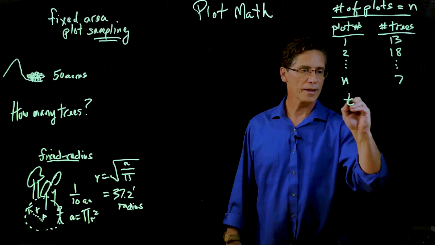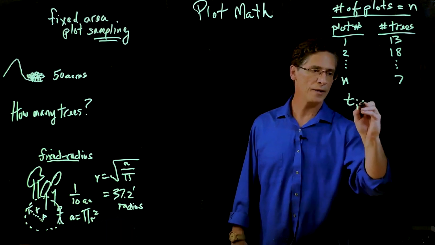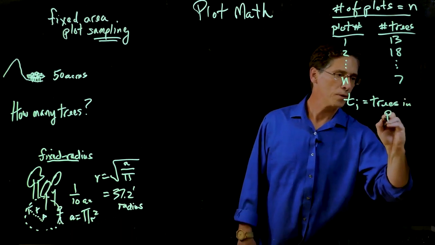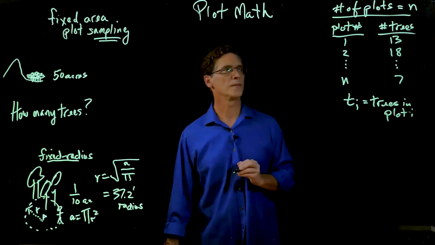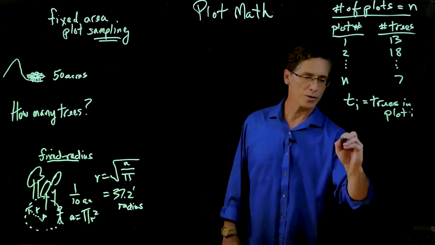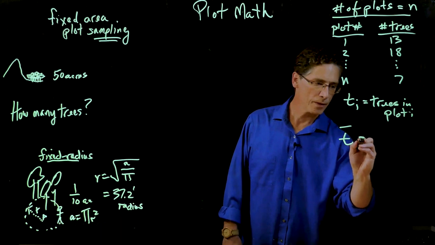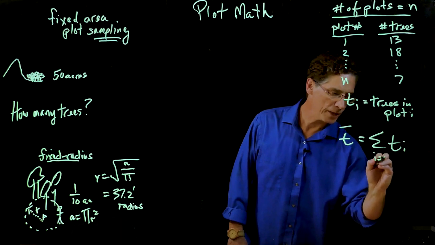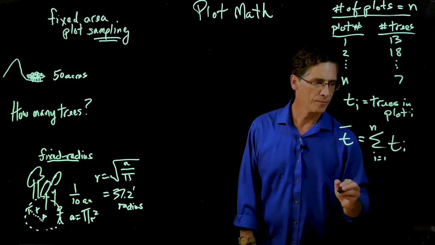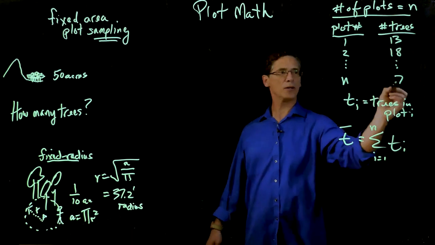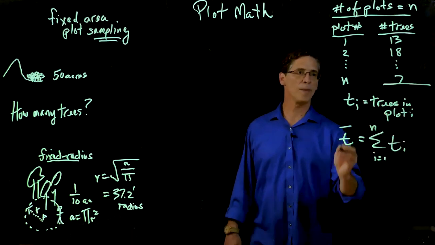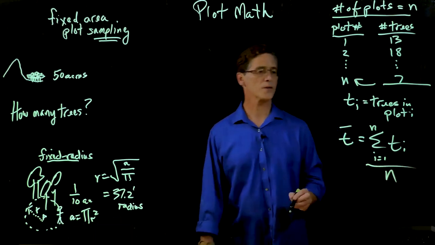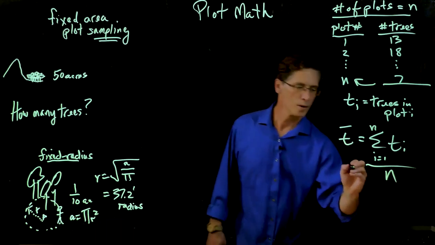So let's say that the letter T is subscripted with an i equals the number of trees in plot i. Okay? So if you remember your average, the way an average works is we sum all the values from i equals 1 to n. So this basically means we're just summing all of these, adding all these numbers up, and then we're dividing by the number of numbers. Okay, so this gives us the average trees per plot.